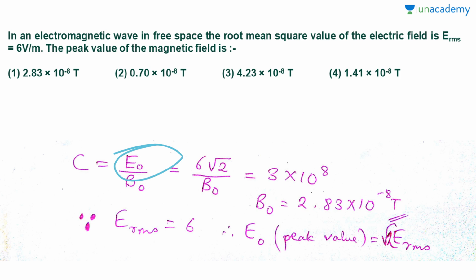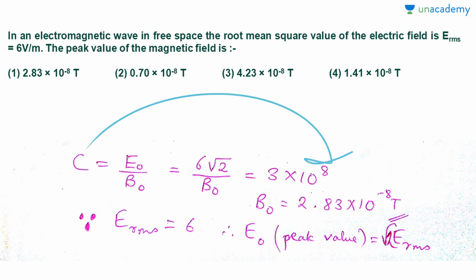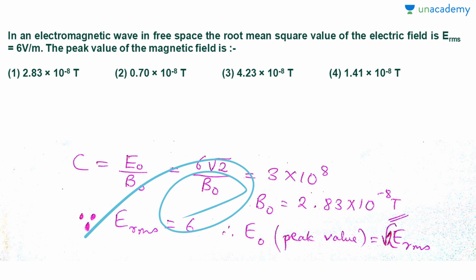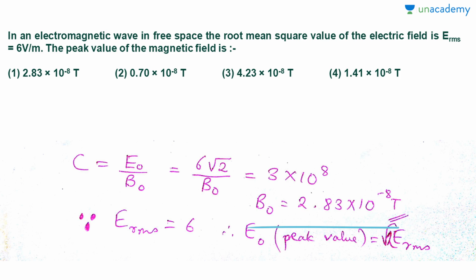How can we find the peak value of the electric field? It is root 2 times E_RMS. So if E_RMS is 6, E naught will become 6 root 2. Putting that value, 6 root 2 upon B naught, which we need to find, will be equal to 3 into 10 to the power 8, the speed of light. The calculation is very easy. B naught will become 6 root 2 upon 3 into 10 to the power 8, and upon solving, B naught comes to 2.83 into 10 to the power minus 8 Tesla, and that is the first option.